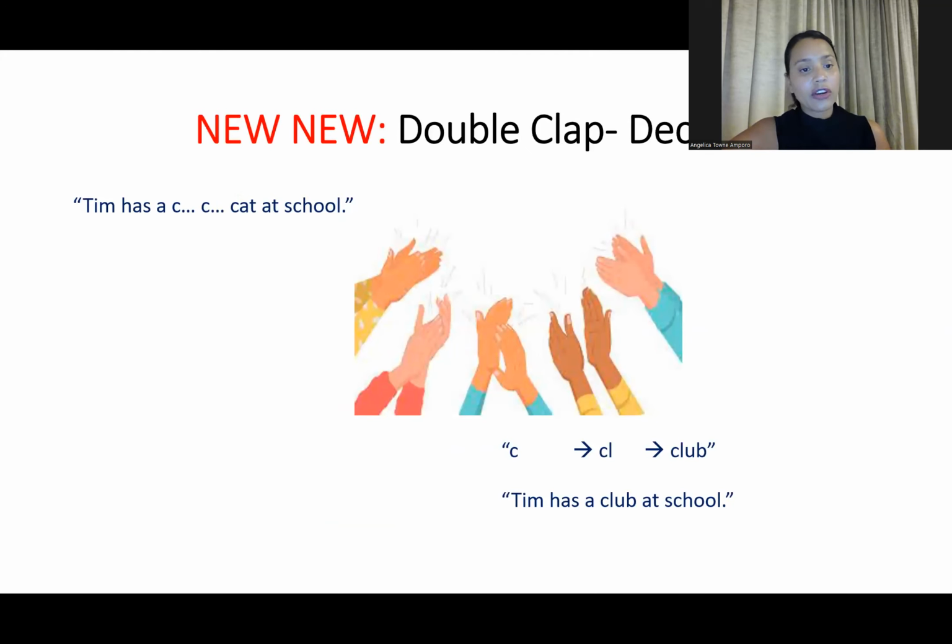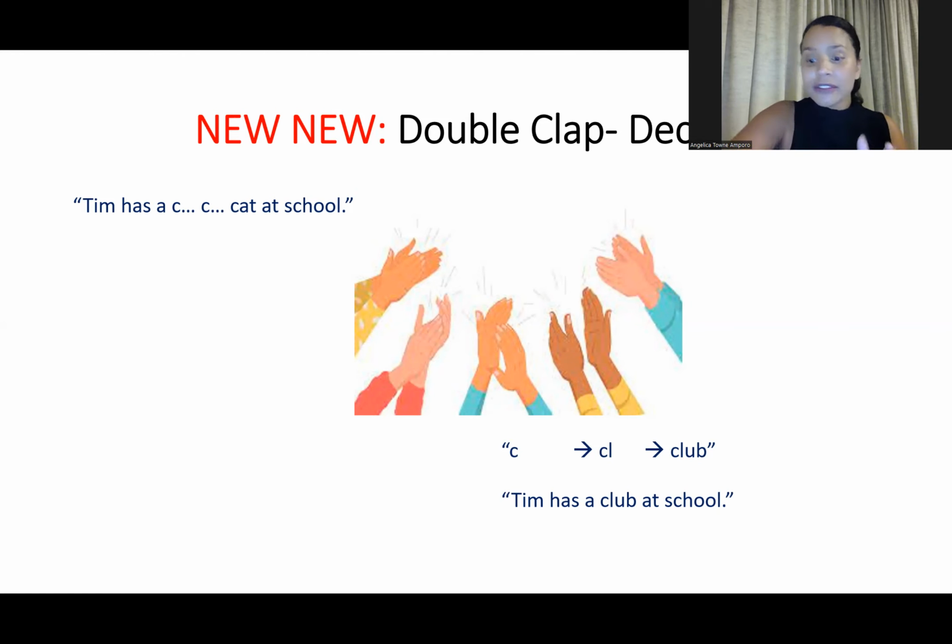So the other thing I want to encourage us to do, and it's very important at this level of word, is to double clap to decode. So let's say you're in the class and the child is reading a story and the story has a sentence. I'll pretend to be the child reading. Tim has a cat at school. What it actually says on the page is Tim has a club at school. It doesn't say that Tim has a cat.